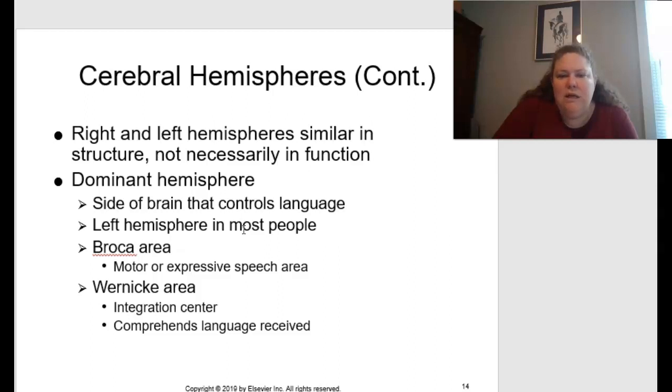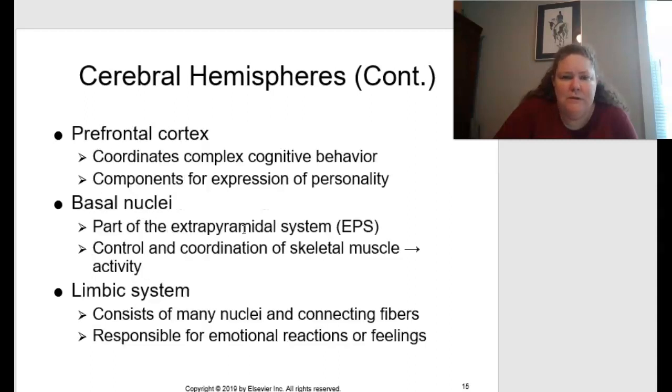And then you have your Wernicke area, and this is the integration center. And this is where we're going to be able to comprehend the languages that we receive, hear, process, and go from there. The prefrontal cortex is going to coordinate the complex cognitive behavior. And this is where we have the components for expression of personality.